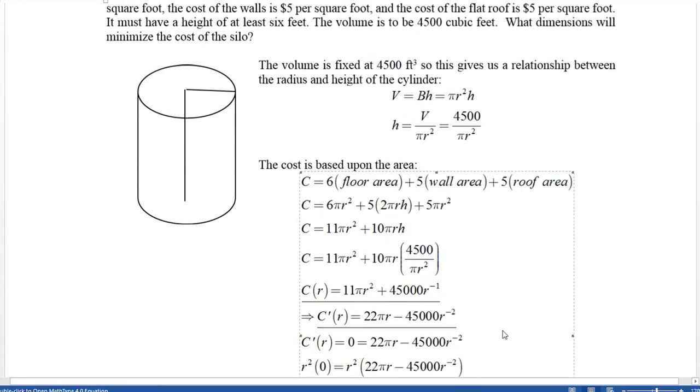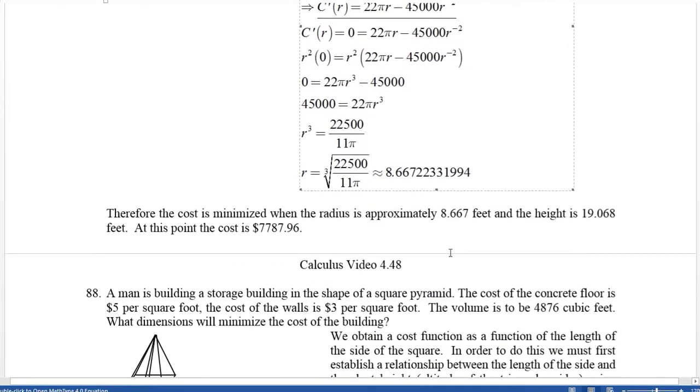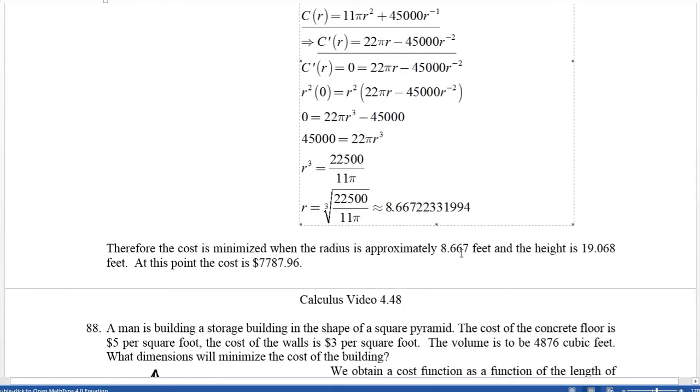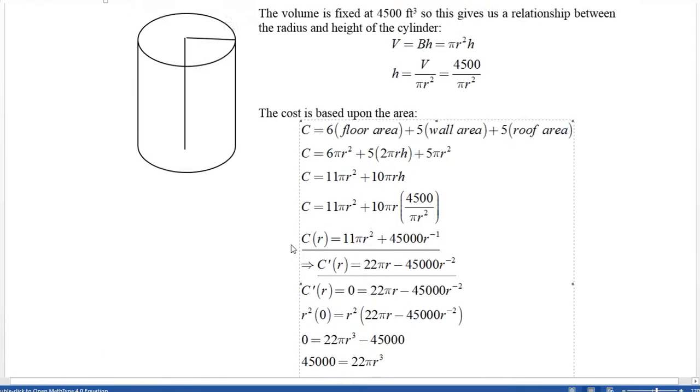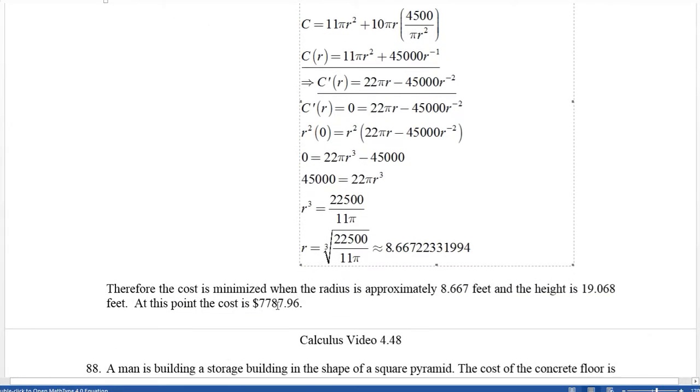And the height, then, if you plug that in here, this formula here, you get about 8.66 feet, which is tall enough. That's the r. You get 19 point something feet. And at this point, the cost is given by what? Well, you take that r and plug it back into this formula right here, let's say. This one here, it's underlined. And you can figure out the cost. And it turns out to be about $7,787.96.